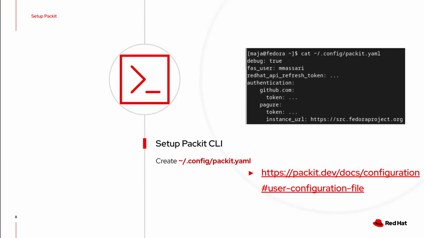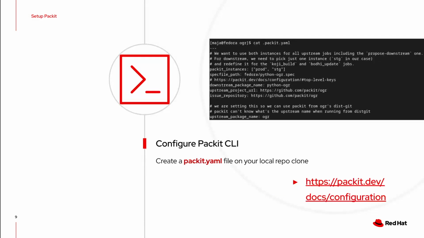For using Packit from the command line, you have to create the user configuration file with all the services' tokens. You also have to create the Packit configuration file, if it doesn't exist yet, in the clone of the repo where you want to work.